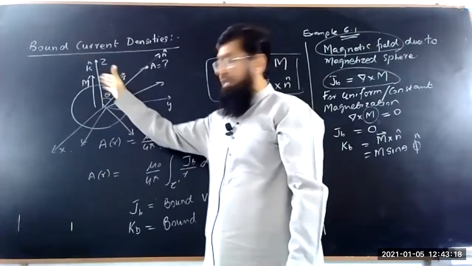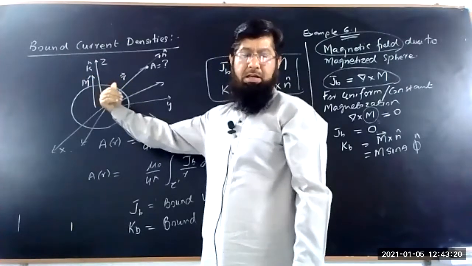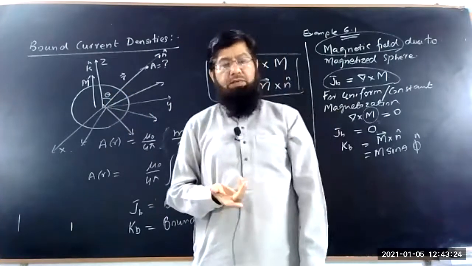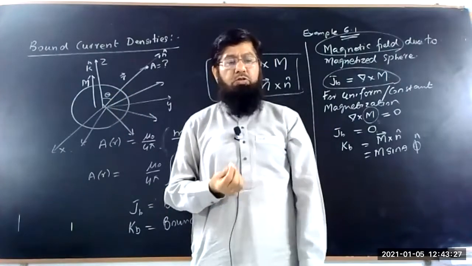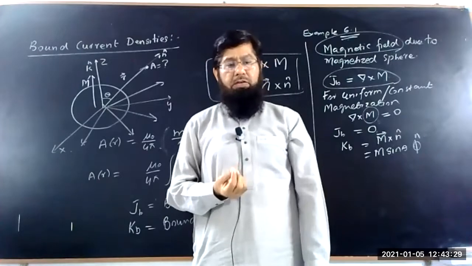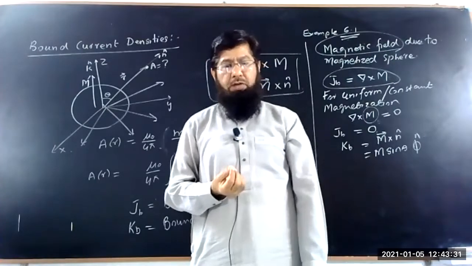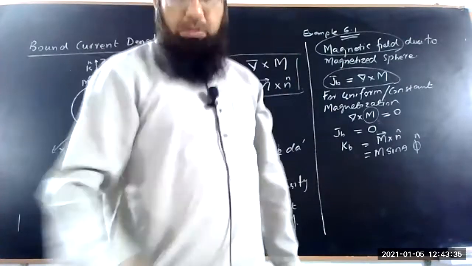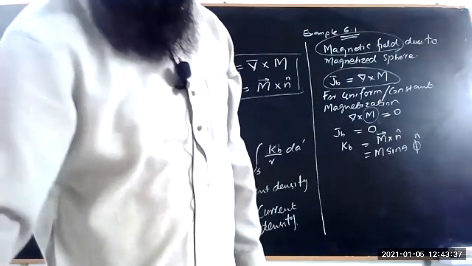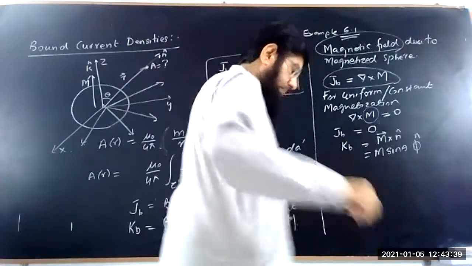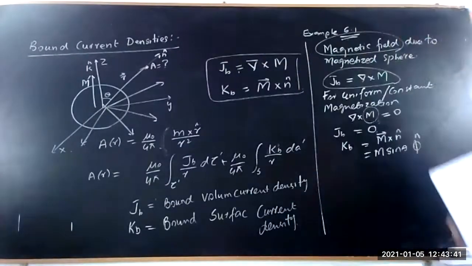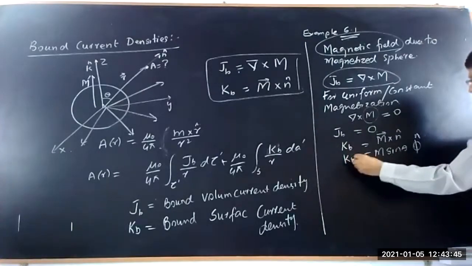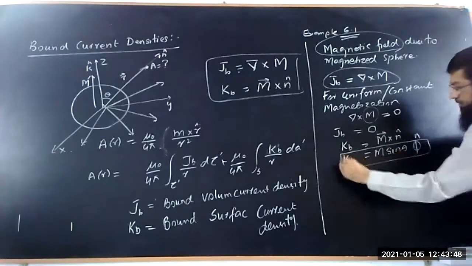So in general, this gives you the azimuthal angle, and we call it the phi angle. This phi angle varies from 0 to 2 pi. The minimum value is 0. The maximum value of the azimuthal angle is equal to 2 pi. So here, this K B is equal to M sine of angle phi.